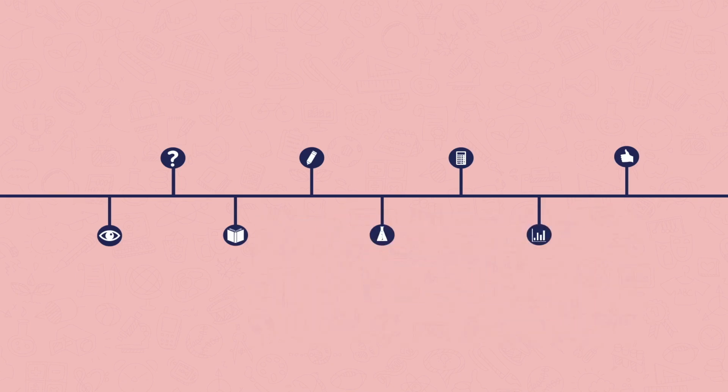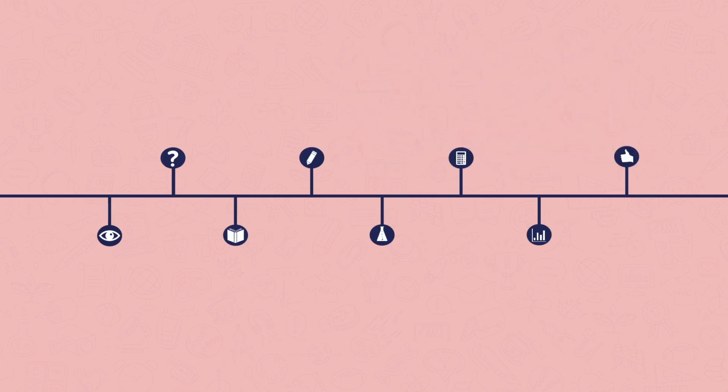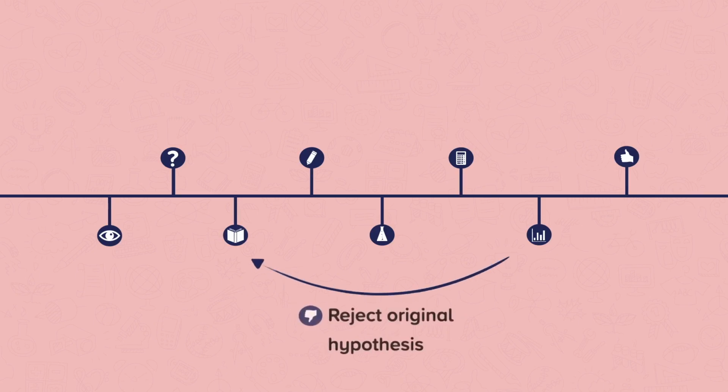After we have our hypothesis, we will make a prediction based on the hypothesis. The prediction is a statement suggesting what's going to happen in the future. Then we're going to collect data, analyse it, and evaluate and make some conclusions. If our data doesn't support the hypothesis, we can go back to consider what other hypotheses there might be that explain whatever it was that we saw.